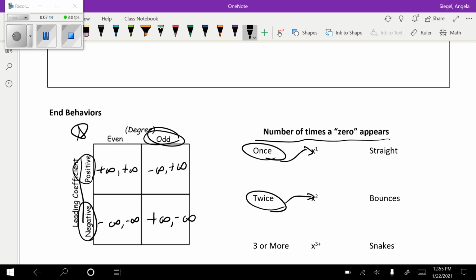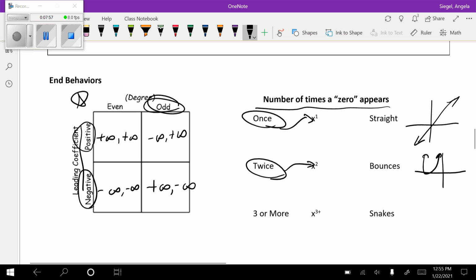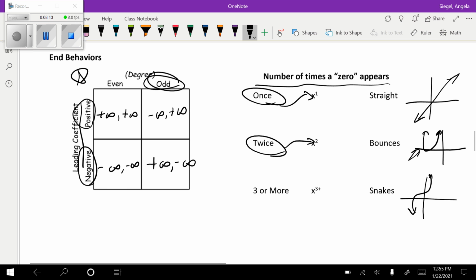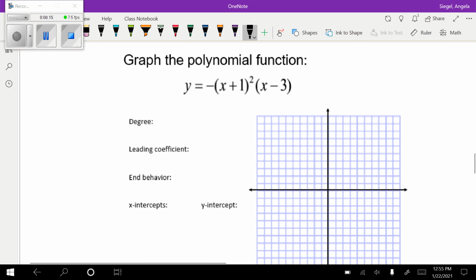Okay, so if it's x to the 1st power, we've talked about this. This is going to be straight. It's going to be a line. Everything else is squiggly to a certain extent. So like x squared is always going to have a bounce. It's going to be a parabola. But anything more than that, there's some kind of squiggle. So it can look like that, or it can look like that. So it has some kind of squiggle or a snake or whatever you want to call it. So that's something else to learn about the exponents. Okay, so now that we've learned all that, we are going to graph it and talk about the graph.